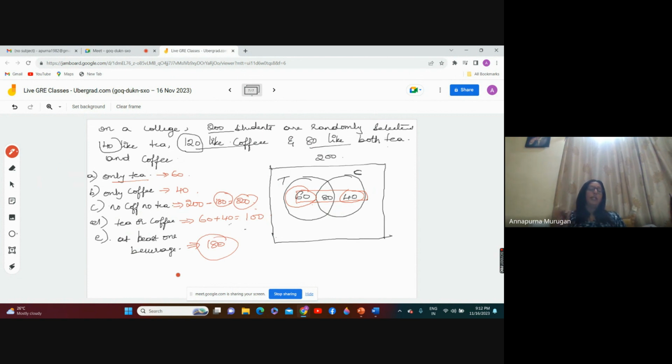See, so easily we could solve 5 questions just by one simple diagram, isn't it? If you know how to draft, or if you just understand the given question and draft it properly, definitely it will become very easy for us to calculate. Okay, so now let us do the next question.